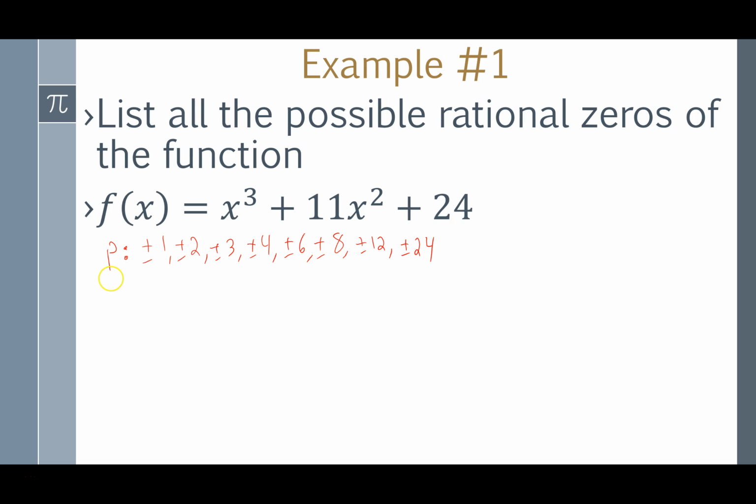And then q is just simply the factors of our leading coefficient, which in this case is just a 1, just plus or minus 1. So all our possible zeros then would just simply be, since q is 1, it's supposed to be p over q, we'll just simply relist the p-values. So plus or minus 1, 2, 3, 4, 6, 8, 12, and 24. Those are our possible zeros.